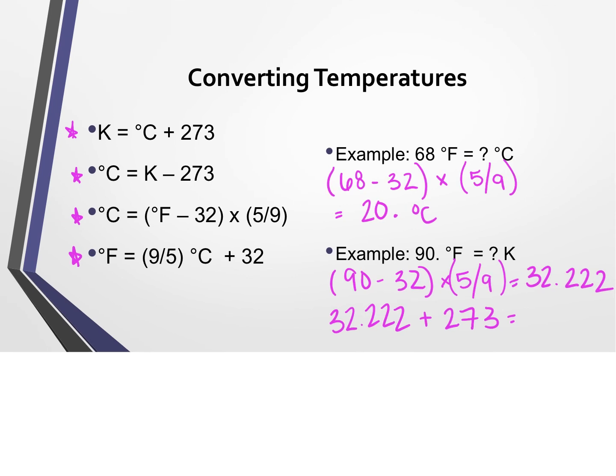Okay, and what's 32.222 plus 273? 305.22 repeating, correct? Okay, so then we'll round it at the very end. If we started with 2 sig figs, how many sig figs should we have in our answer? Okay, 2. So how can we round 305 to 2? We're going to round it all the way up to 310.